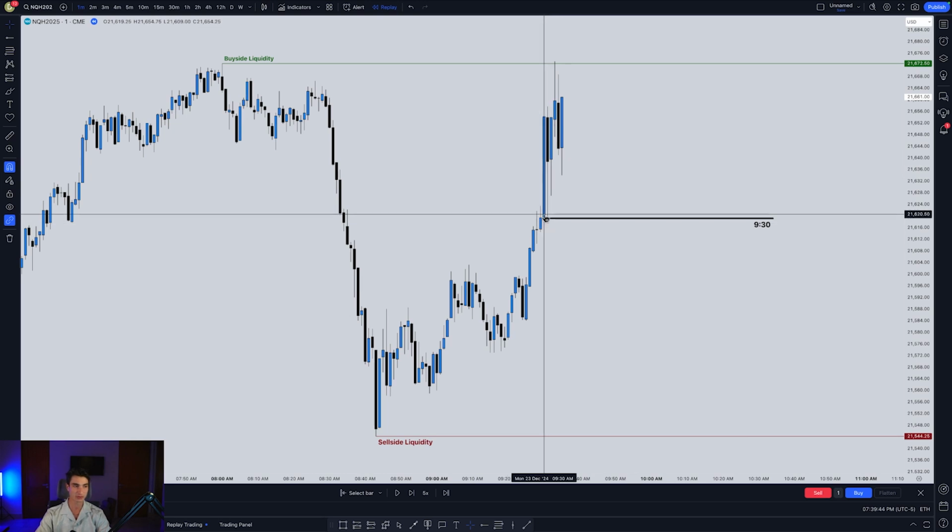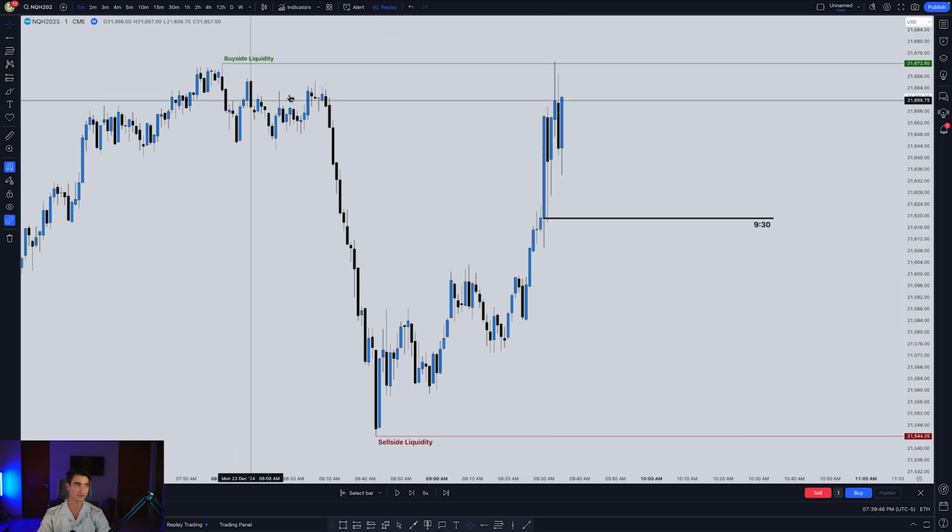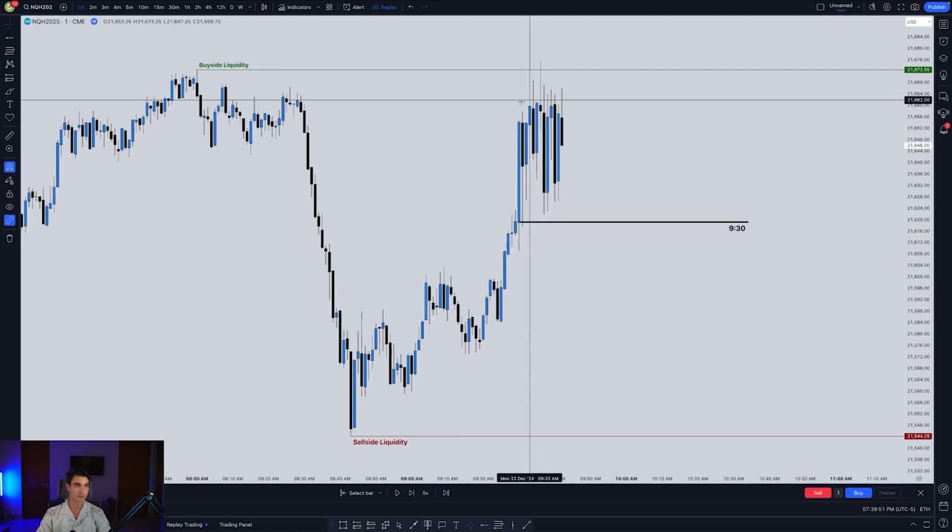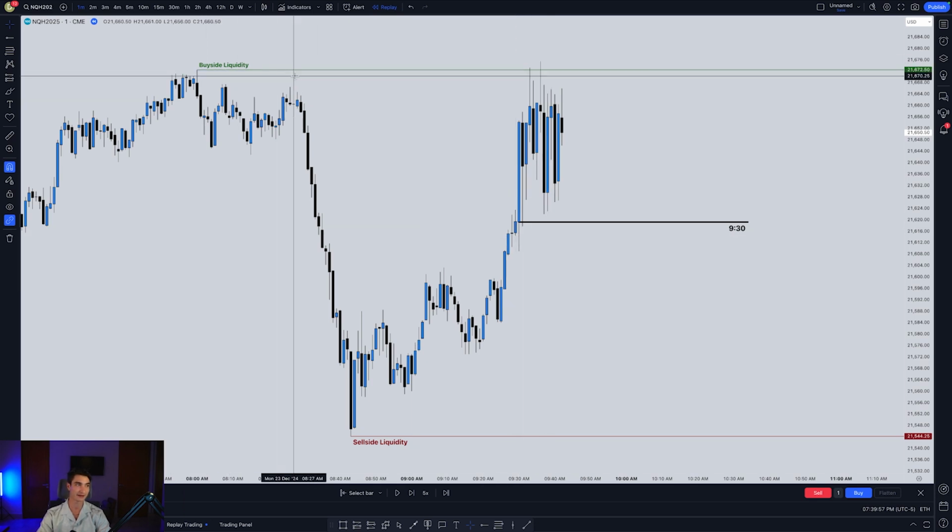So at 9:30, price starts running higher to the buy side, right? And then we see it sweeps that high once more from the 9:30 open. So since 9:30, what have we done? We've traded higher and have taken out buy side.